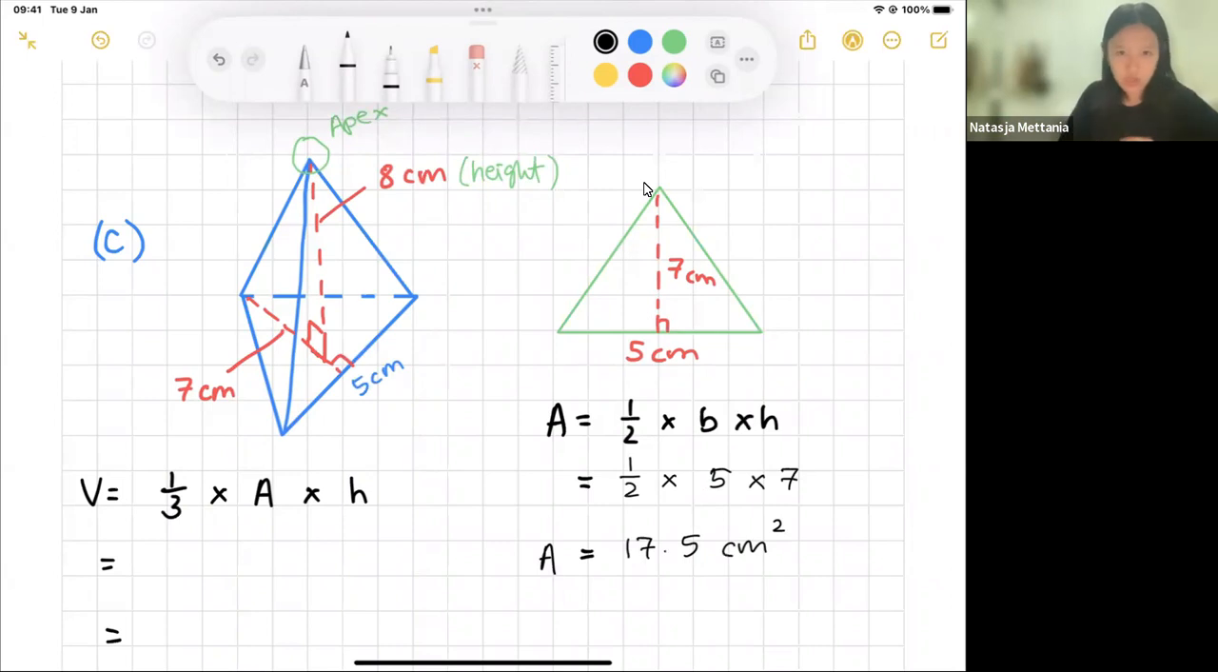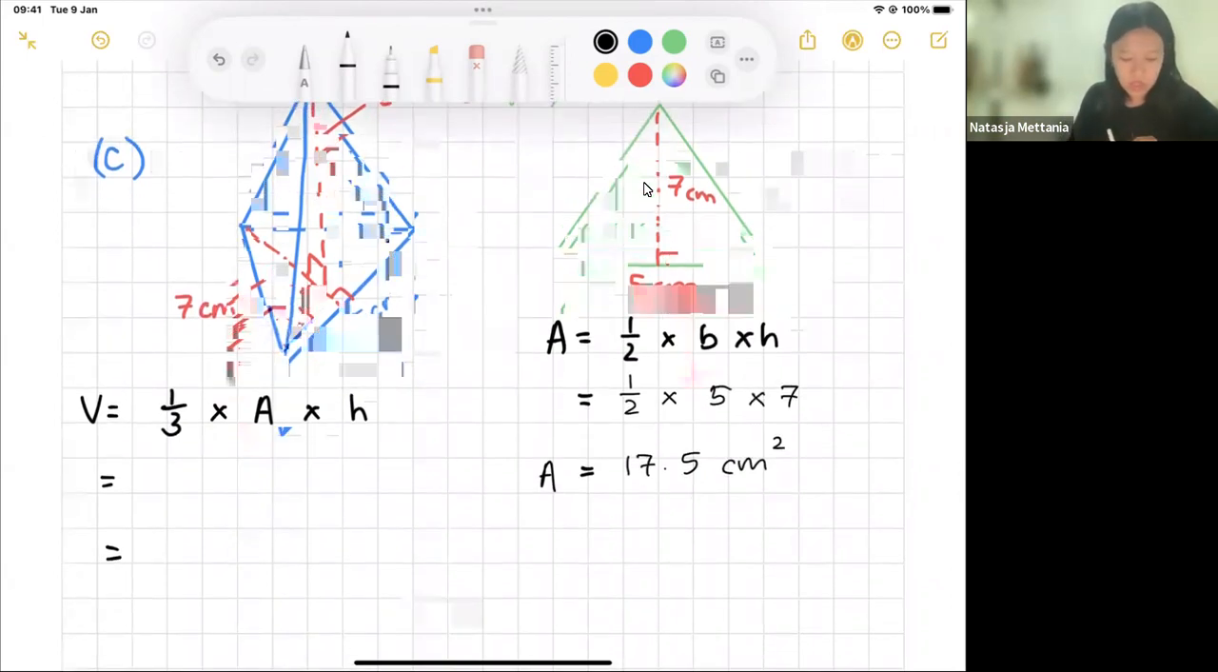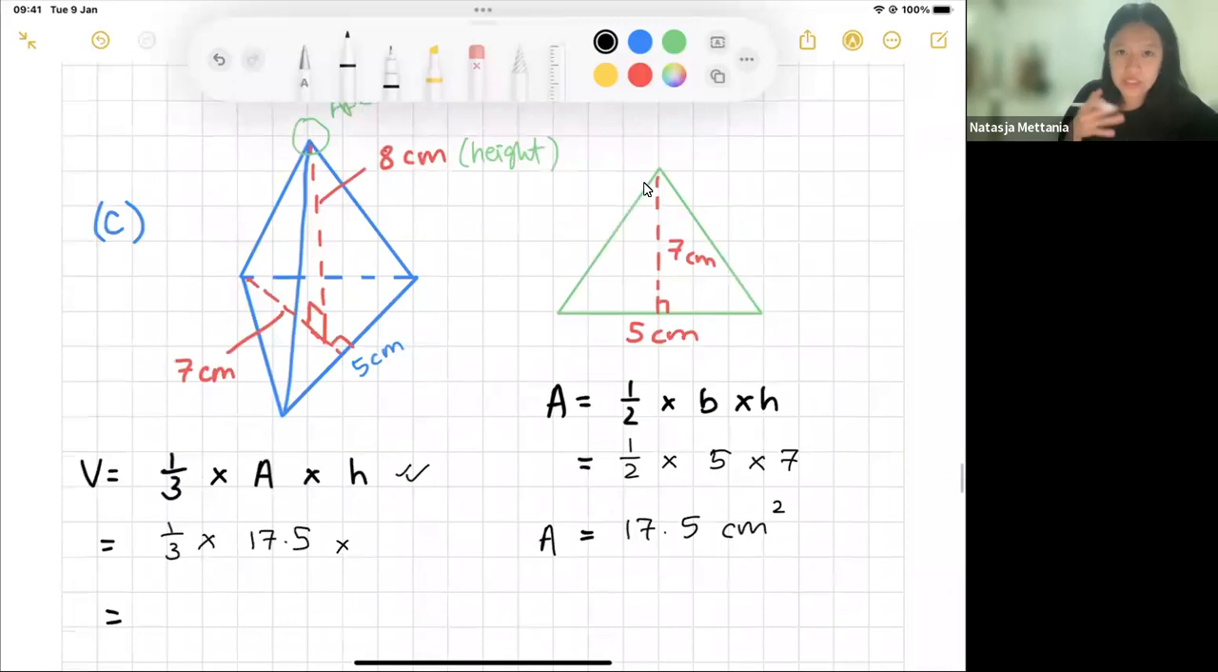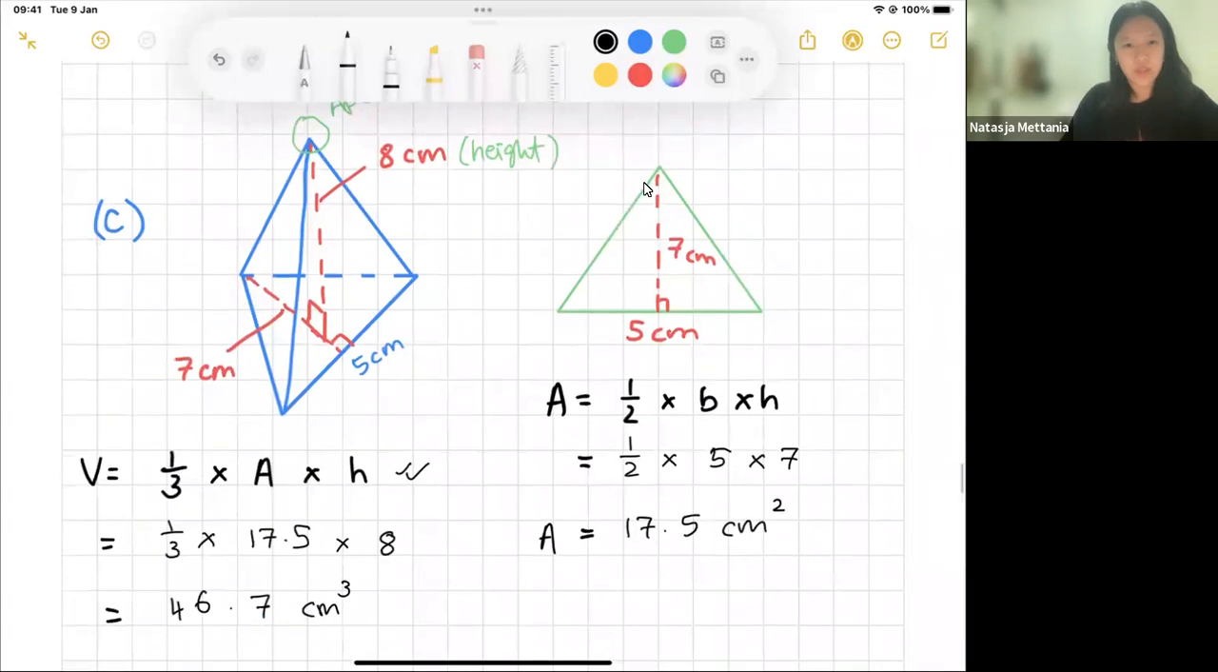Now let's figure out the volume. I've written down here the formula. 1/3 times, let's substitute, right? We figured out our A, or our area, which is 17.5. I'm just going to substitute that in. Times our height. We've labeled that our perpendicular height is 8. Substitute that in. And if you put that into your calculator, you should get 46.7 centimeter cube.